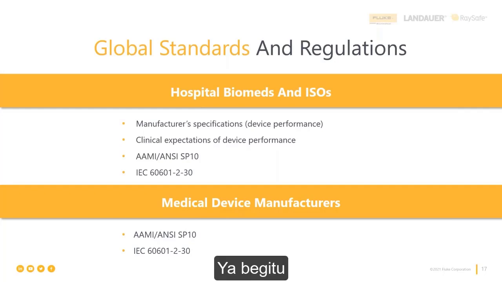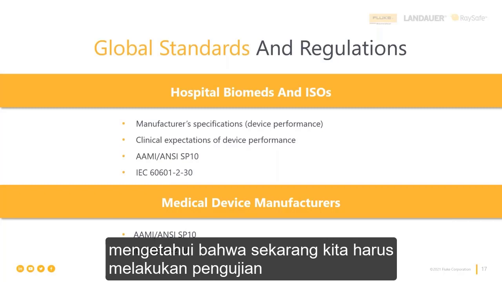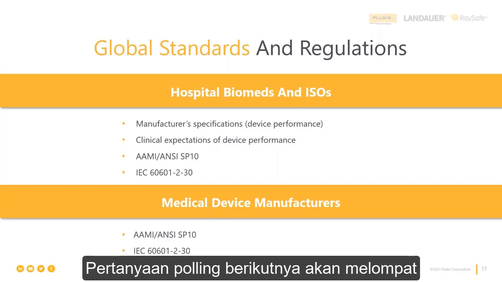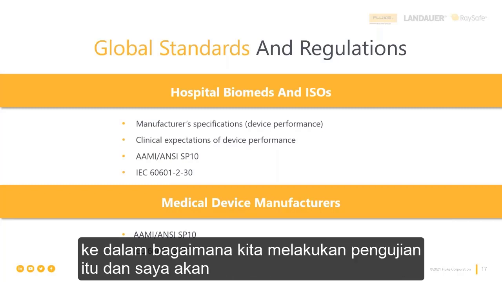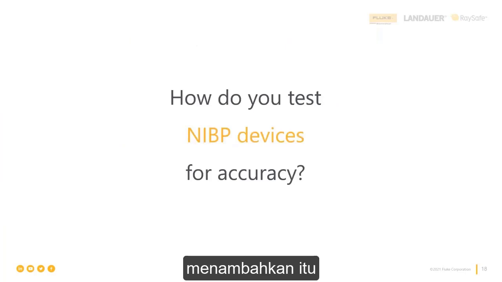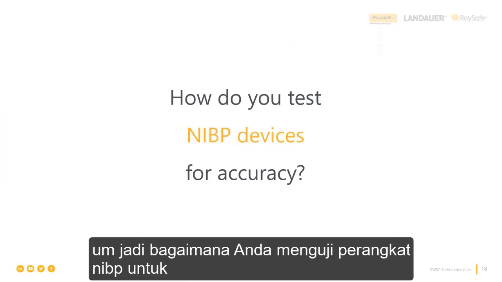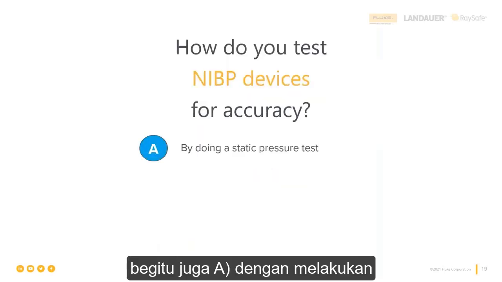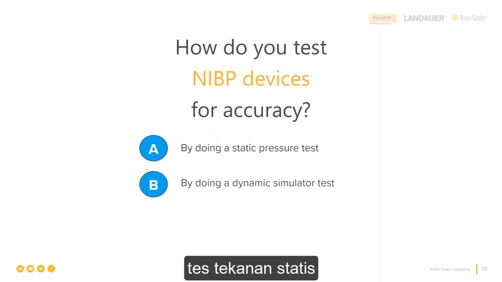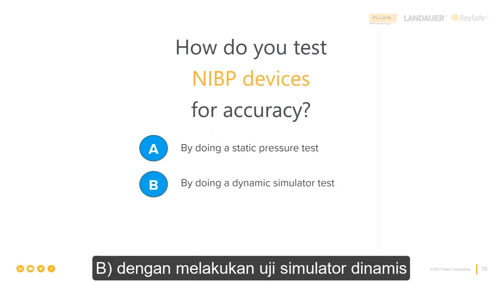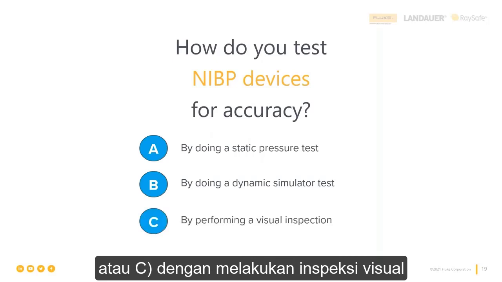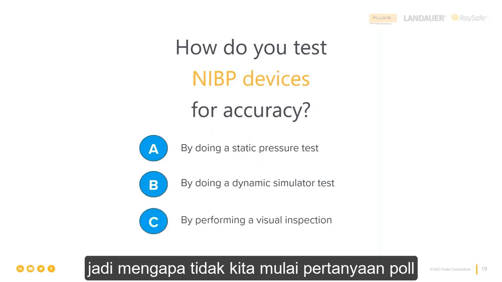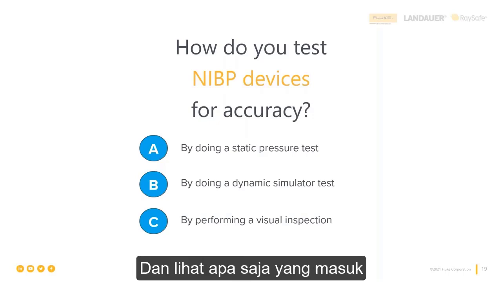Perfect. Yeah, so knowing that now we have to do testing, the next poll question is going to jump into how we do that testing, and I'll tee that up. So how do you test NIBP devices for accuracy? Is it A, by doing a static pressure test, B, by doing a dynamic simulator test, or C, by performing a visual inspection? Why don't we kick that poll question off and see what comes in.